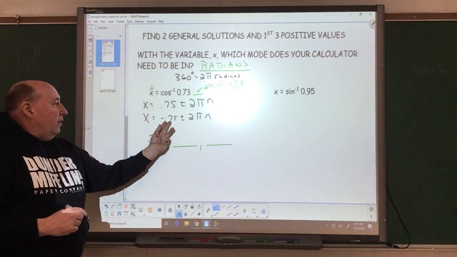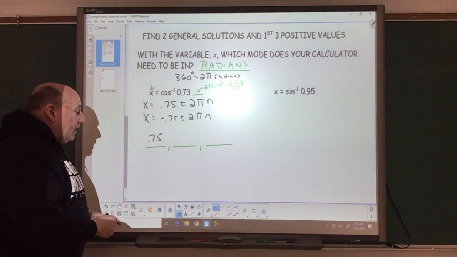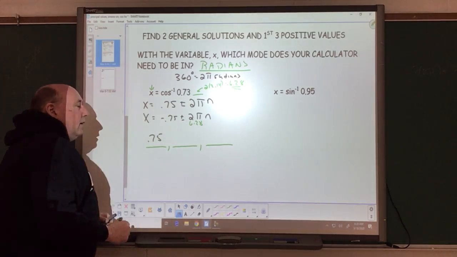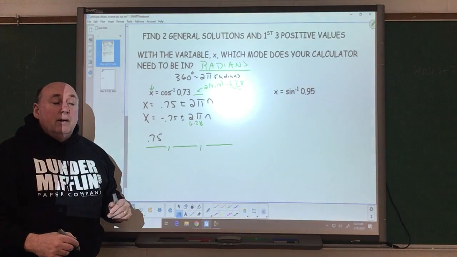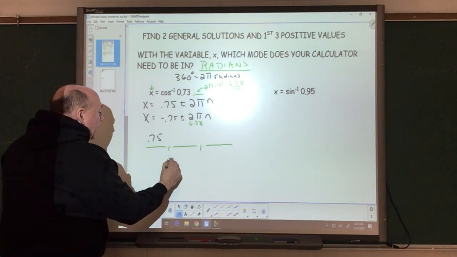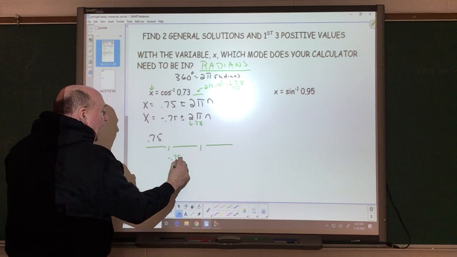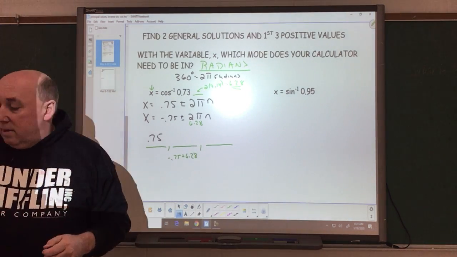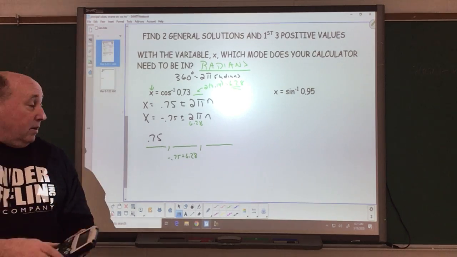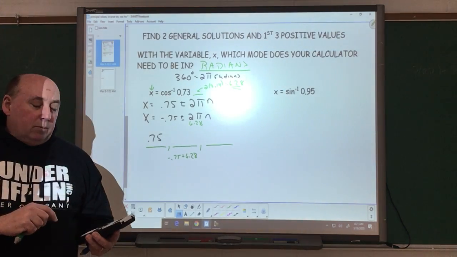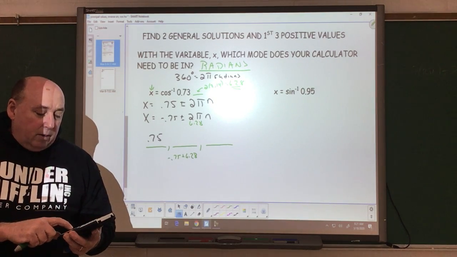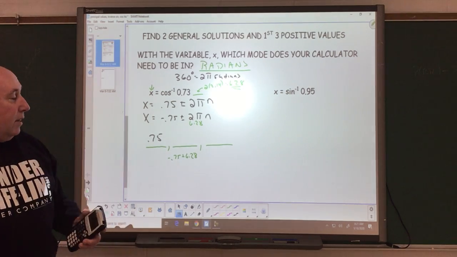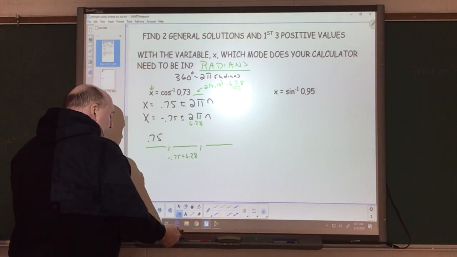This is negative, I want to make it positive. So I can either add or subtract this 6.28 and times any value of n. So if I take my negative 0.75 and add 6.28 to it, that's why I say go 2 decimal places so we can use 6.28. We get 5.53.